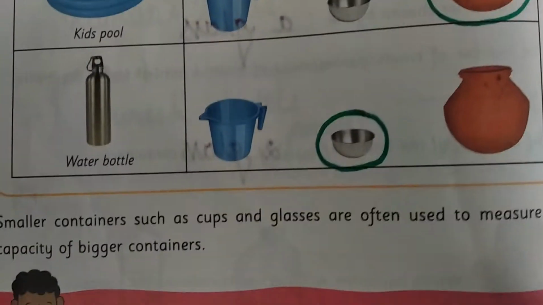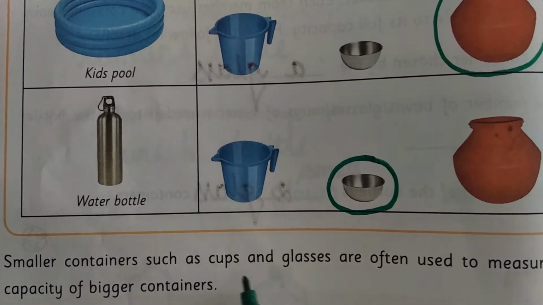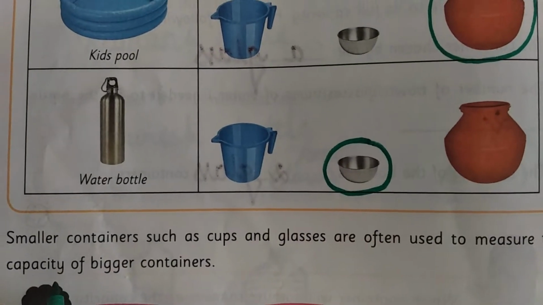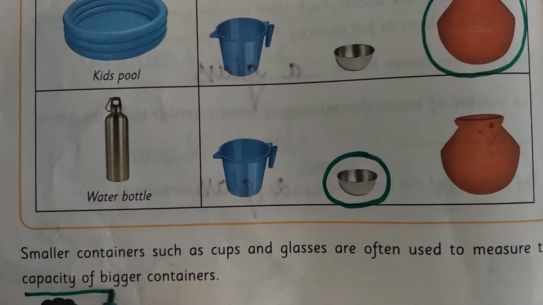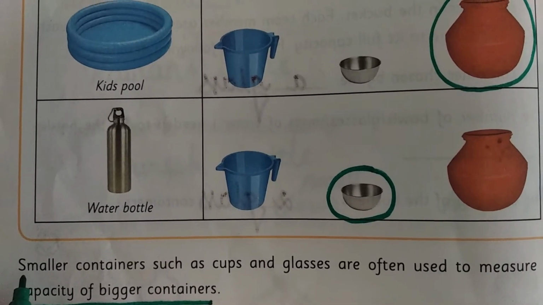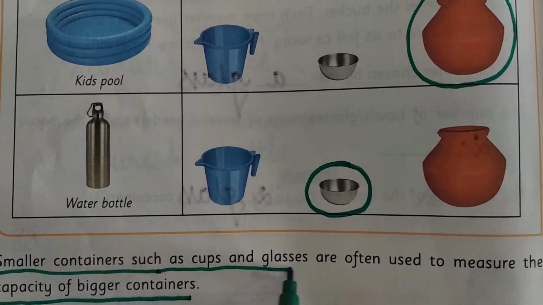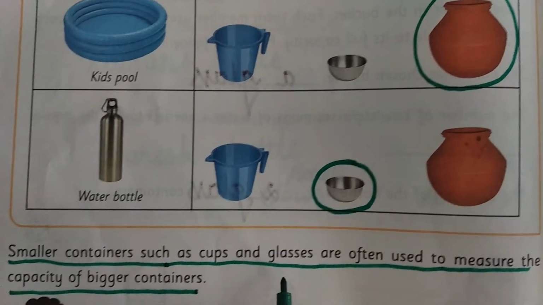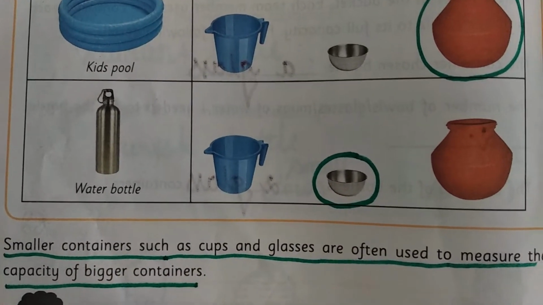See here, underline these words, Kanna. Small containers such as cups and glasses are often used to measure the capacity of bigger containers. So to find the capacity of the bigger container, we use small containers such as cups and glasses. Cups and glasses we often use to measure the capacity of bigger containers.